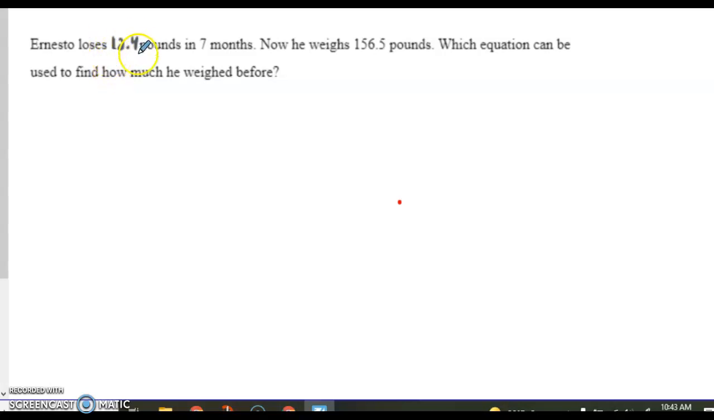All right, so let's write an equation. We know that he loses 12.4 pounds. So in mathematics, we would use subtraction because that's what he's taking off of his weight. He now weighs 156.5 pounds. And what we want to know is how much he weighed before. So we don't know how much he weighed before.